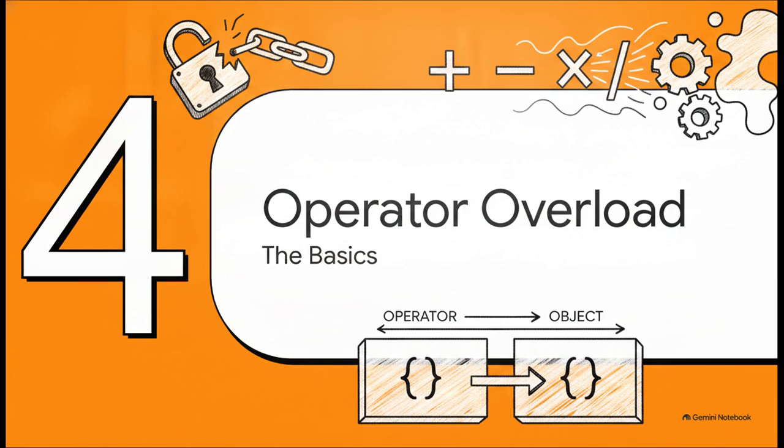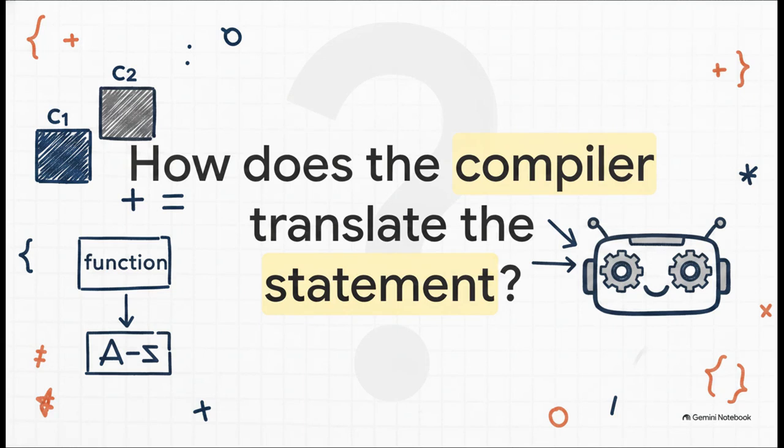Section 4, Basics of Operator Overloading. So now that we know how to bypass access restrictions, how do we bend the standard behavior of math operators so they actually work with our custom objects? This brings us to a classic exam question, one you'll almost certainly see. When you write something like C3 = C1 + C2 using custom complex number objects, what is the compiler actually doing behind the scenes? Standard C++ doesn't inherently have a clue how to add two custom objects together.